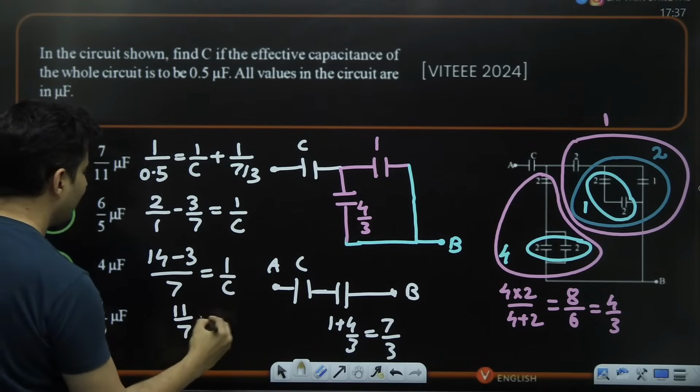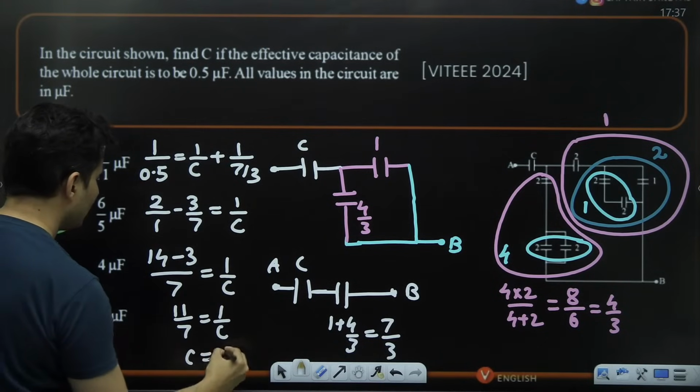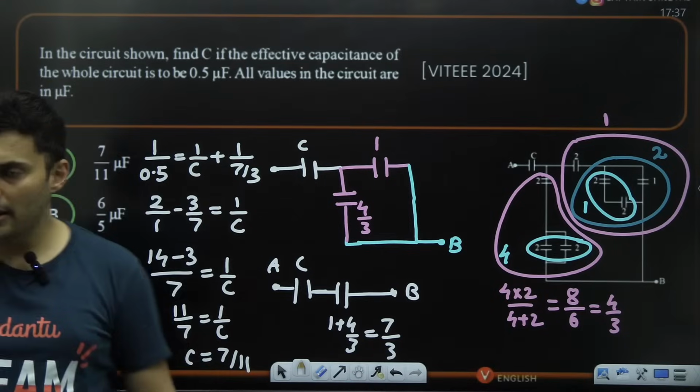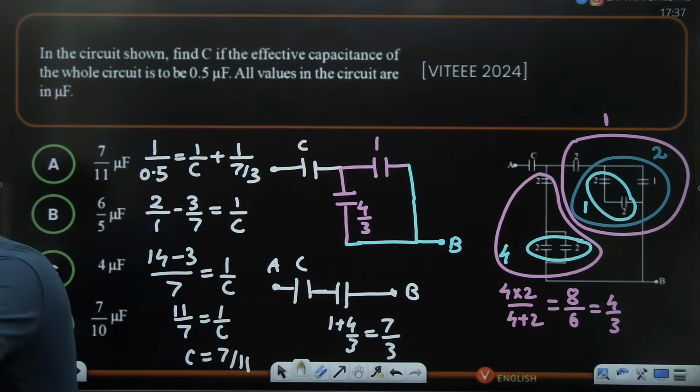This is nothing but 11 by 7 is 1 by C. So C is nothing but 7 by 11. So 7 by 11 is option A, which is the correct answer. Is that okay, everyone? Perfect.